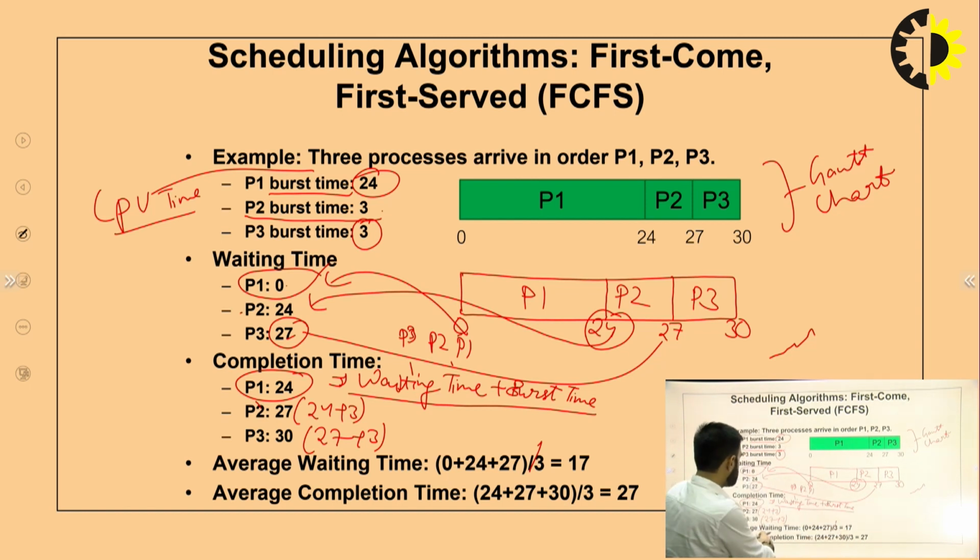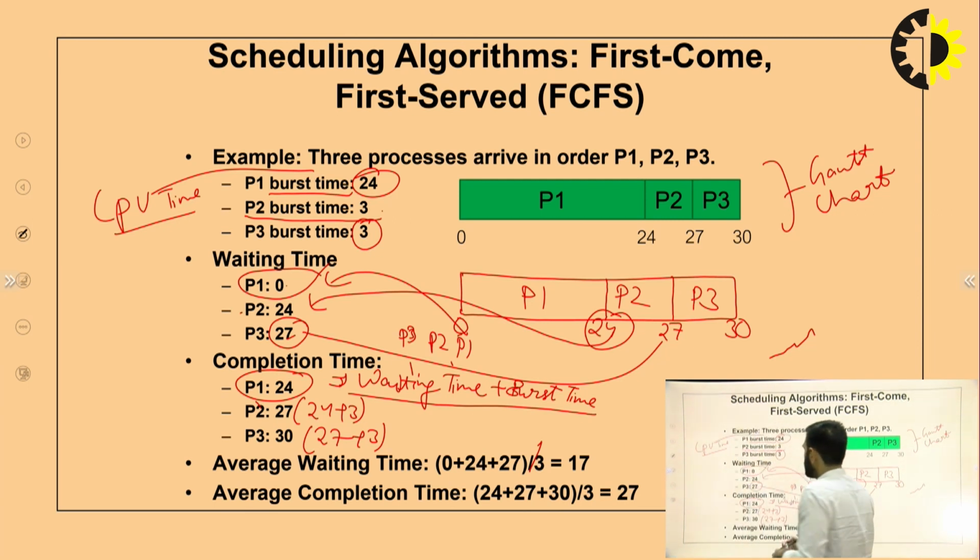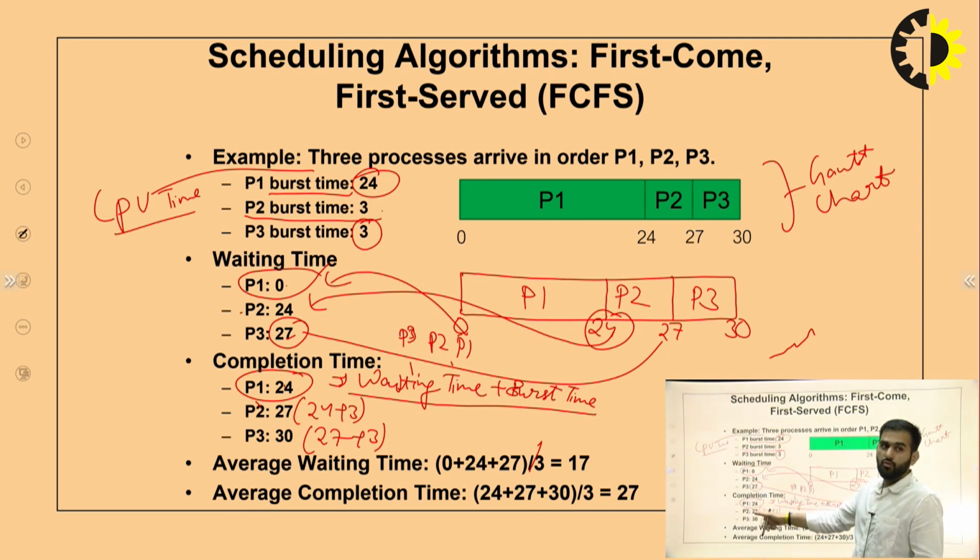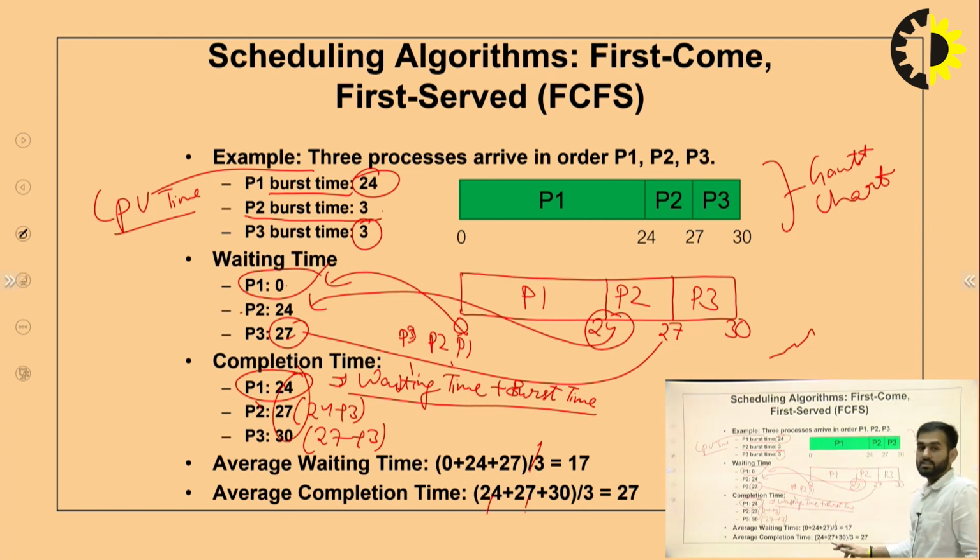Now see the average completion time. For P1 it is 24, for P2 it is 27, for P3 it is 30. The average is the summation of all this divided by 3. It is 24, 27, 30 divided by 3. It is 27. See, it is really a large number. If we see the average waiting time for 10,000 processes, it is showing me 17. And the average completion time is 27.